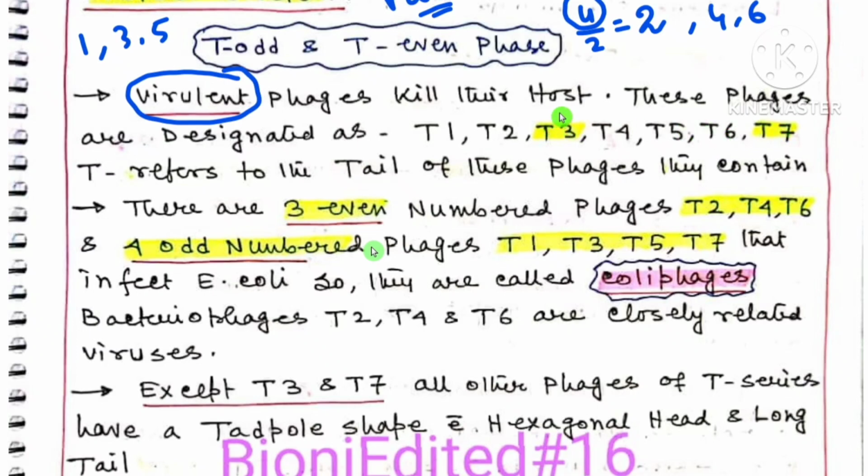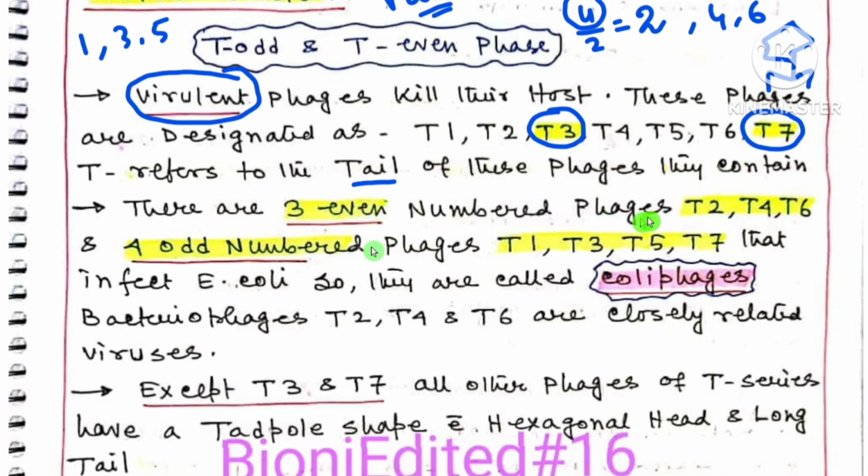The most important virulent phages are T3 and T7 phages. The T refers to the tail of these phages. Sometimes we get confused about why we use this T term, but it is nothing but the tail of these phages. You know the bacteriophage has a capsid layer, and also a tail. So this T means the tail.